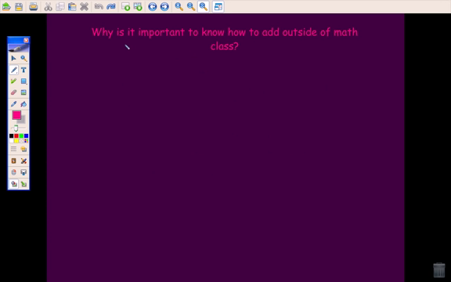In class, you were asked this question: why is it important to know how to add outside of math class? I'm going to discuss just a few of them, because we're not always going to have a calculator in our pocket or smartphone or whatever device we have. So sometimes we have to resort to the old-fashioned way of adding on pencil and paper. Some examples might be anytime you're dealing with money.